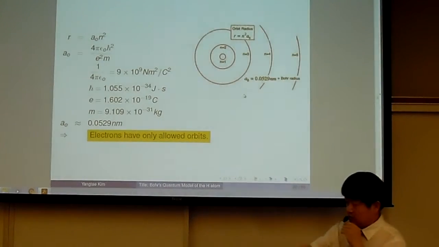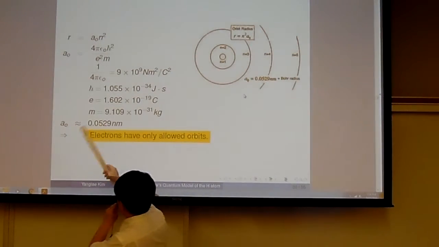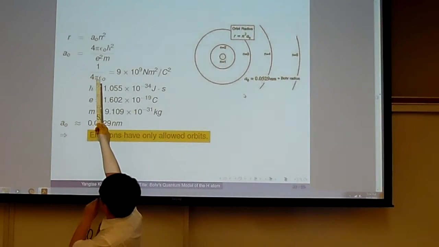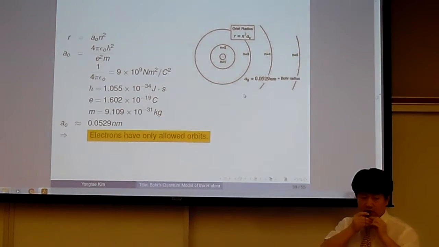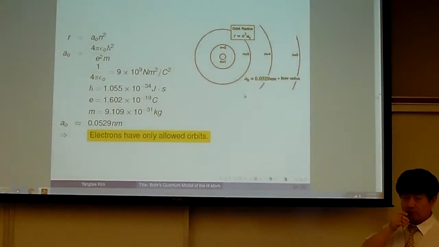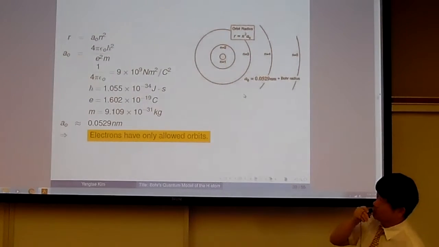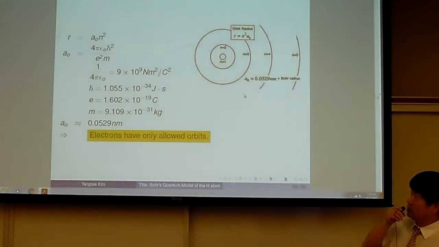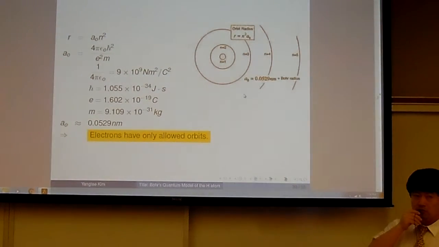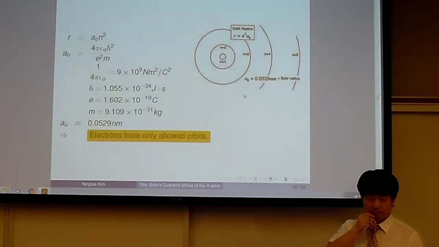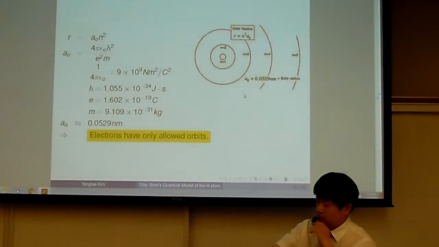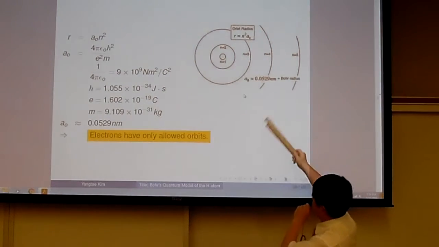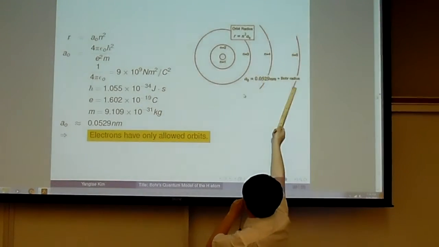What that means is, because a naught is a constant, R equals a naught n squared means electrons have only certain allowed orbits. Now n, as we mentioned earlier, is a natural number: 1, 2, 3, 4, like that. So n cannot be any decimal value, which means the electron cannot exist in between orbital pathways.